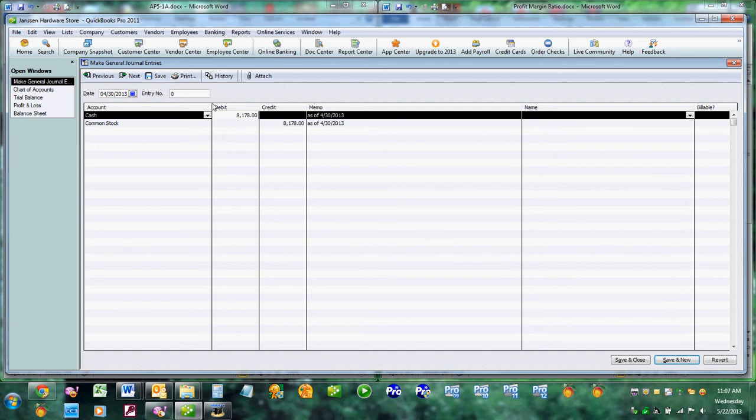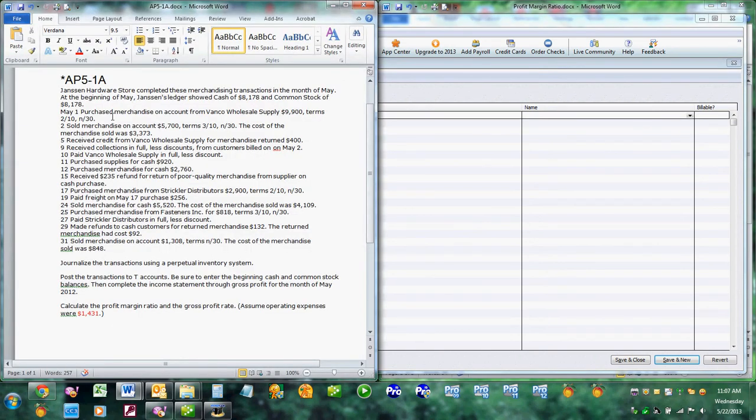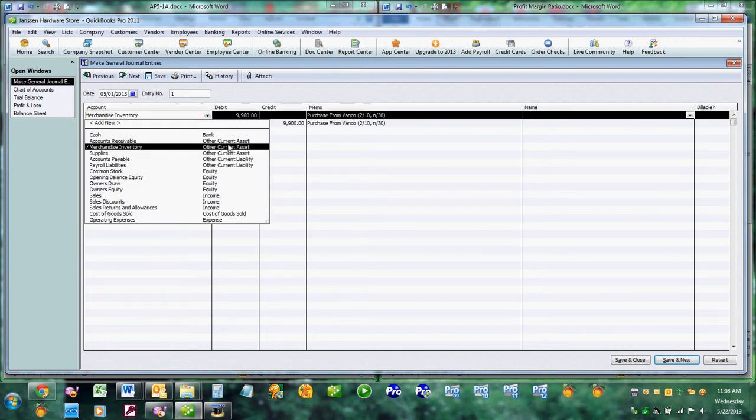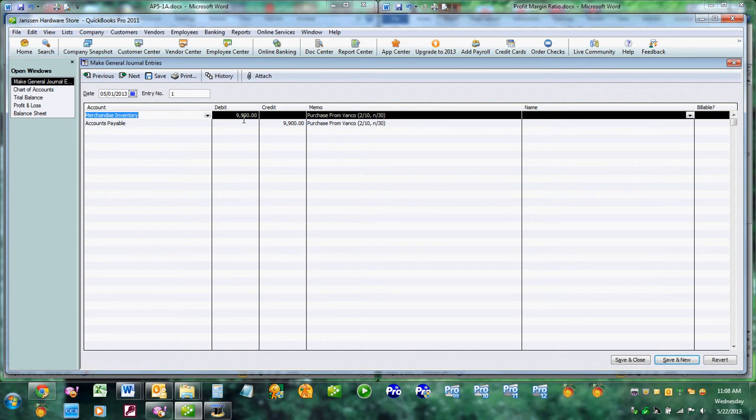Then the first thing on the problem was May 1st. Purchase merchandise on account from Vanco Wholesale Supply, $9,900, terms 2/10, n/30. For that, we have a debit to merchandise inventory of $9,900, which is the purchase from Vanco, and then a credit to accounts payable of $9,900.